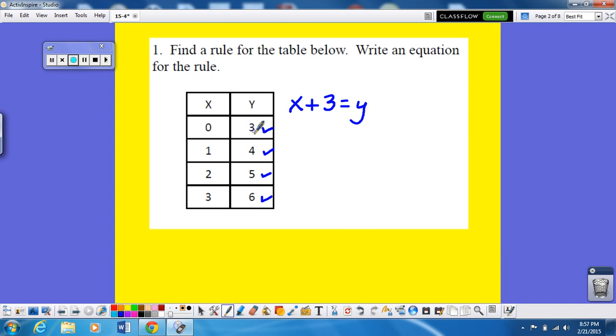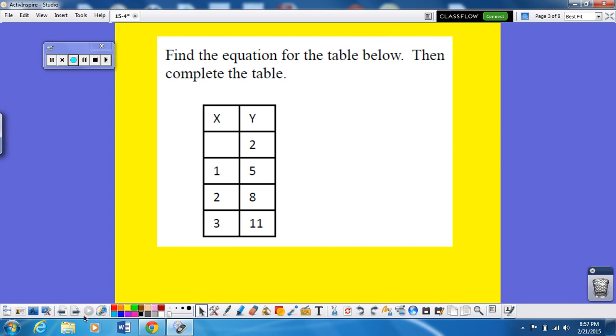0 plus 3 is 3. 1 plus 3 is 4. 2 plus 3 is 5. 3 plus 3 is 6. So you're just substituting. You're plugging numbers in to either the x or the y value. Okay, this one gets a little bit more complicated. Again, let's skip this first one because it's blank.